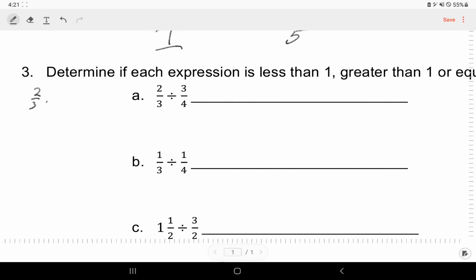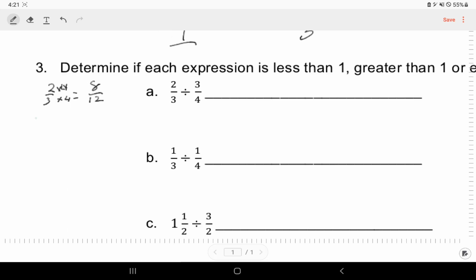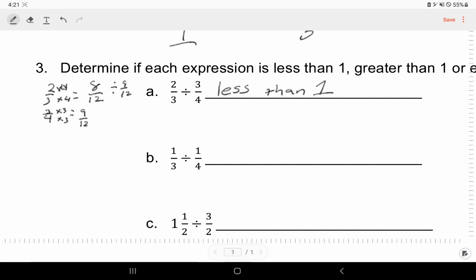So 2/3 times 4 times 4. That becomes 8 over 12. 3 over 4 times 3 times 3. And so that's 9 over 12. So I'm doing 8 over 12 divided by 9 over 12. Well, since the 9 is bigger than the 8, that's less than 1. Because since this number is bigger, it's going to be smaller than 1.